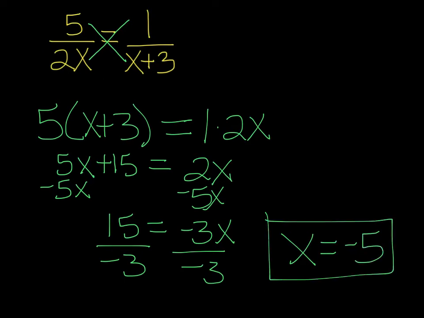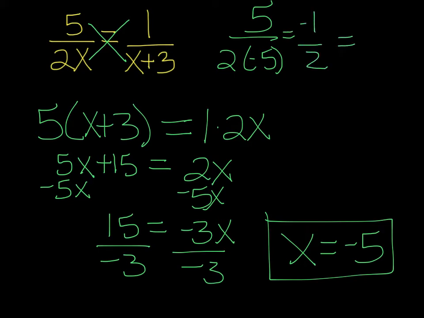And you can check all of these. You can say 5 over 2 times negative 5, which is going to be negative 1/2, should equal 1 over negative 5 plus 3, which is also negative 1/2. So it's good to go.